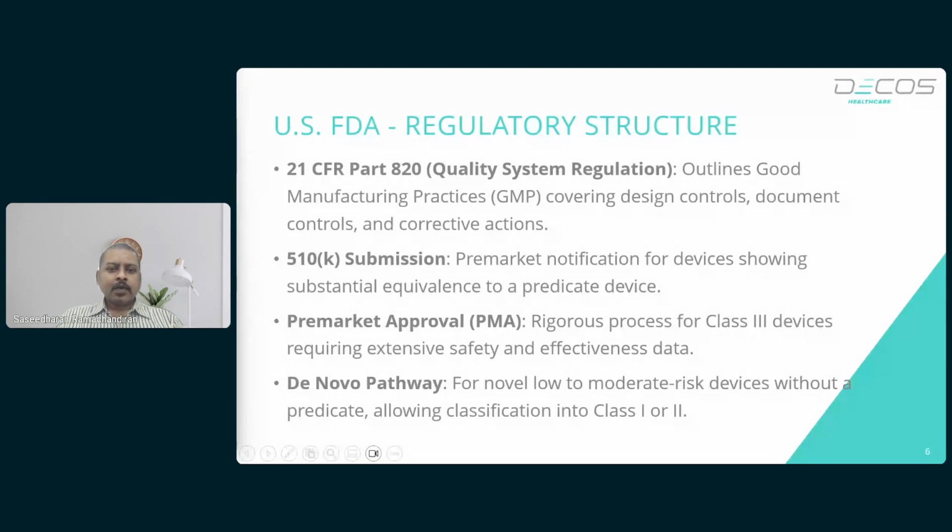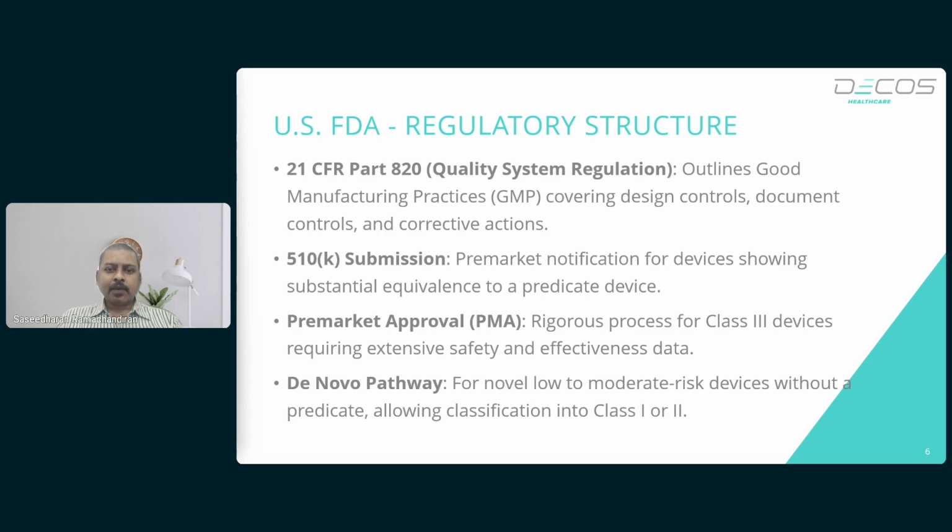Now that you have an idea of how devices are classified, let's shift focus to the regulatory structure that supports this classification under the US FDA. Outlined here are the key components of the US FDA regulatory structure, where Quality System Regulation 21 CFR Part 820 is mandatory. This regulation outlines good manufacturing practices, GMP, that manufacturers must follow, covering design controls, document controls, and corrective actions to ensure consistent safety and quality.